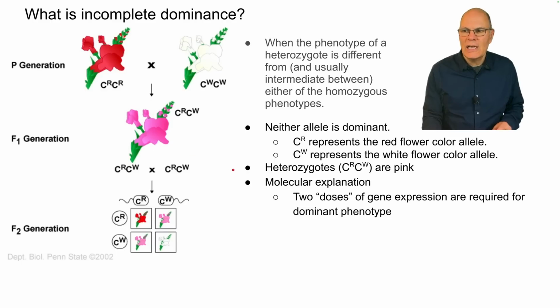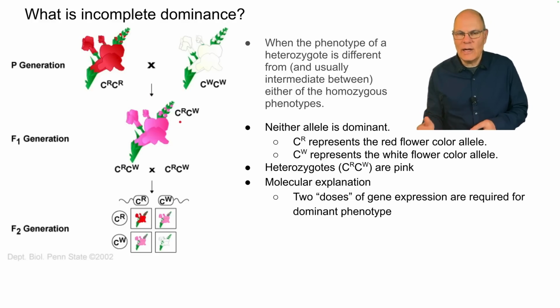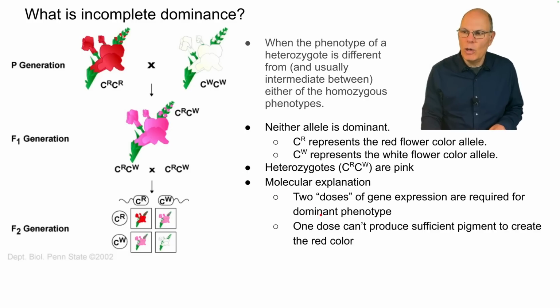The F1 generation, they're all hybrids, C big R, C big W, but they're pink. It's because two doses of gene expression, in other words, this is DNA that's coding for protein, and you need that much protein in order to produce that vibrant red color. If you just have one, then it's not enough to push the phenotype all the way to red, and you wind up with this intermediate phenotype. One dose can't produce sufficient pigment to create the red color.